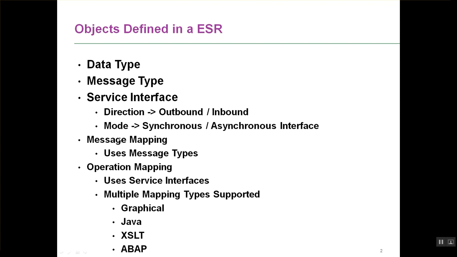Do not worry, there's another slide that describes this. Operation mapping is an encapsulation of the message mapping. And you use service interfaces in operation mapping. There are multiple mapping types that PI supports. Graphical mapping, where you would use a drag and drop technique to do the mapping. You can write your mapping in Java. So if you're a Java expert, you can write a mapping in Java. If you're an XSLT or XML transformation expert, you can write an XSLT mapping. If you're an ABAPer, you can also write ABAP mappings. The underlying fact being that multiple mapping types are supported, and in this first exercise that we are going to do, we are going to do a graphical mapping, or a message mapping.